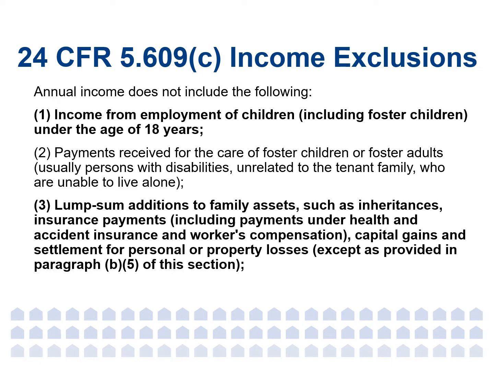Number 1, if there is a child under 18 in the household who has a job, their employment income should not be included in the calculation of the household's income. But please note that a minor's survivor benefits, or SSI, are to be counted as income. Number 3, lump sum payments such as workers' compensation should also be excluded.